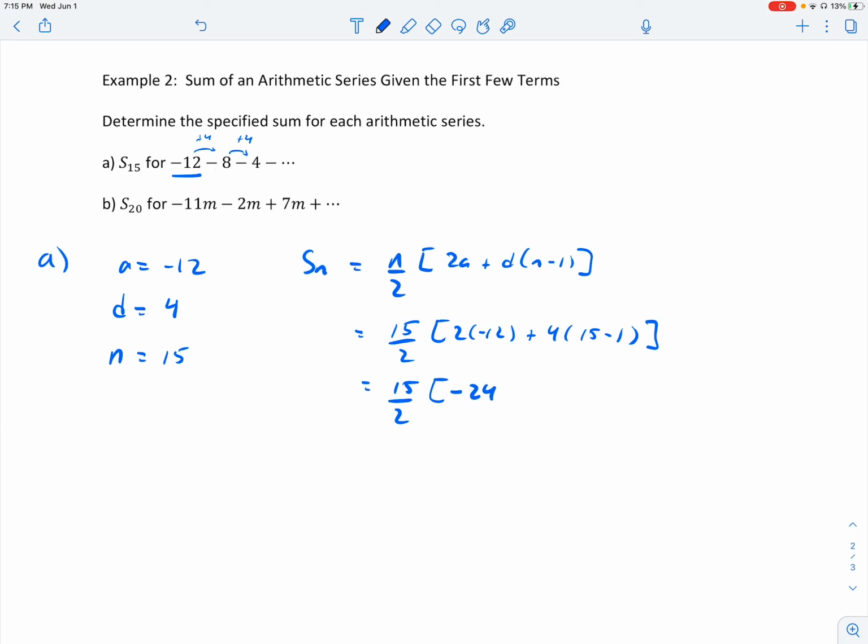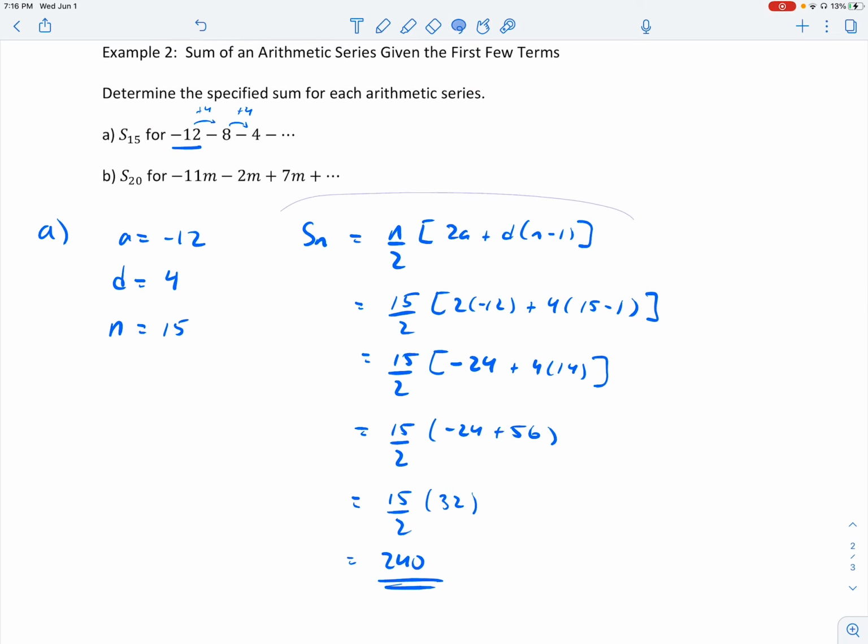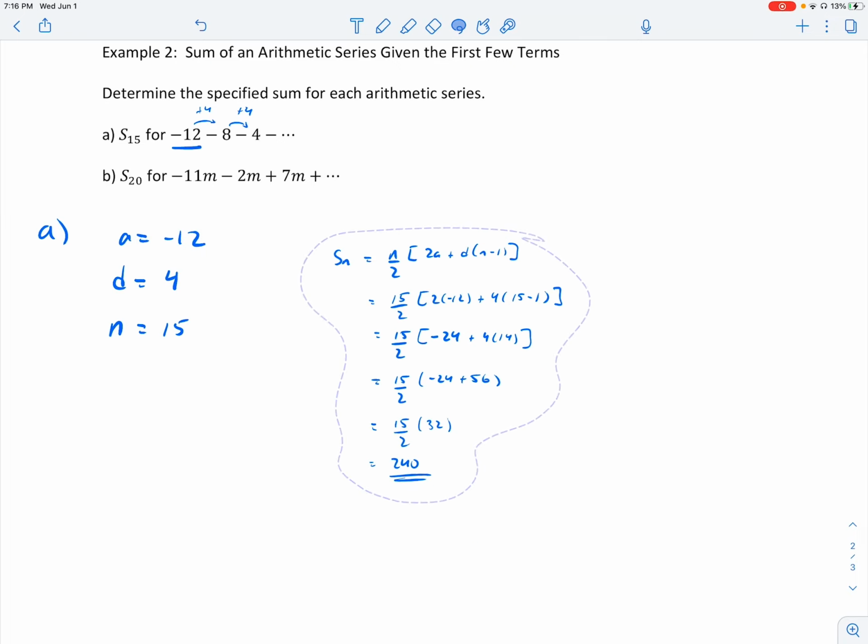We have negative 24 plus 4 times 14. I'll clean that up in a second. 4 times 14 is 56, so we actually have negative 24 plus 56, and that is 32. So 32 over 2 is 16, and 16 times 15 is 240. That would be our total, 240 for that one. So that's our sum for the first arithmetic sequence.